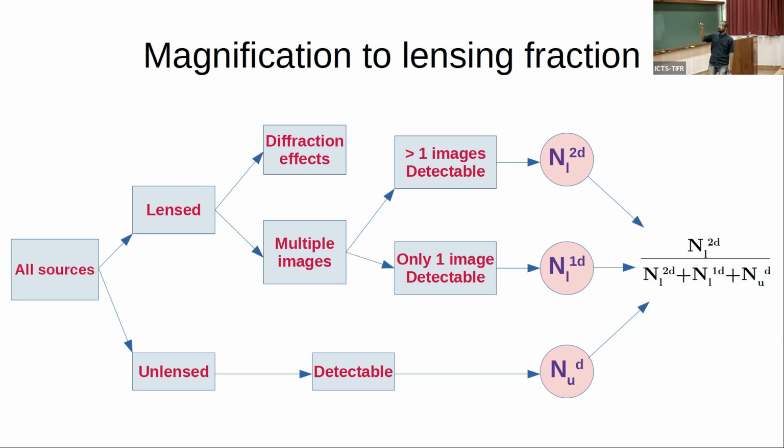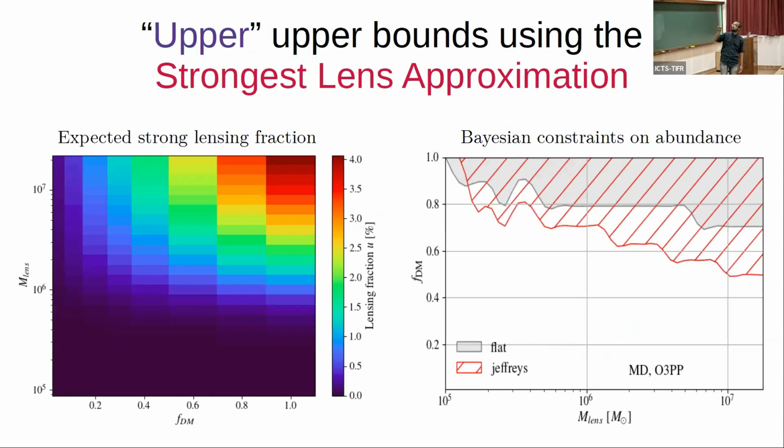So we get this from our simulation for every assumed FDM and lens mass. And this is what it looks like using the strongest lens approximation. You can see that up to 4% of the total number of events could be lensed. In LIGO Virgo, we have observed 90 events so far. So 4% would have been like, I don't know, 3 or 4. And we have observed 0 lensed events. So which means we can put tight constraints in this region. And you can see that there is something.